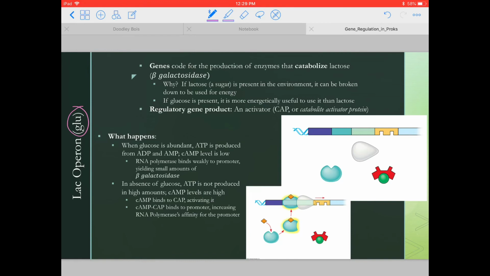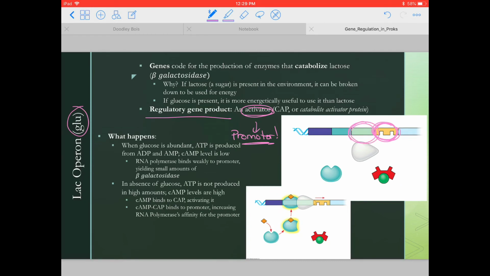Okay, so here we go. Now our regulatory gene product is going to be an activator. An activator is something that binds to the promoter. This is new. I don't know if that's ER or OR, doesn't really matter. But it's binding to the promoter, not the operator. Everything up to this point has been binding over here to the operator. This time we're going onto the promoter.